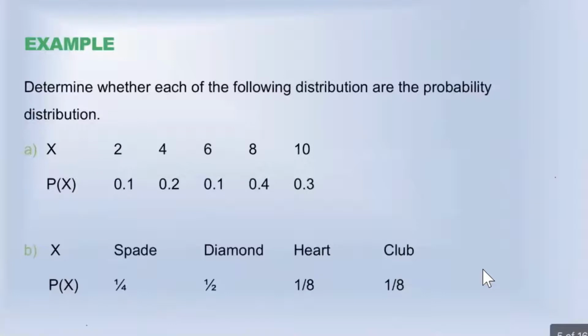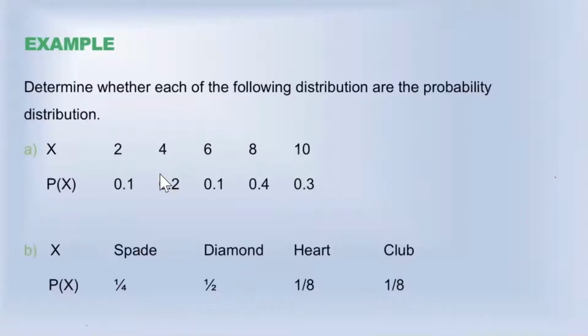Next example. Let's see what you are asked to do here. Determine whether the following distributions are probability distributions. These distributions are given to you. You have to check whether these two distributions are probability distributions or not. And we already know for the distribution to be a probability distribution, the probabilities must be between 0 and 1, and the sum of probabilities must be 1.